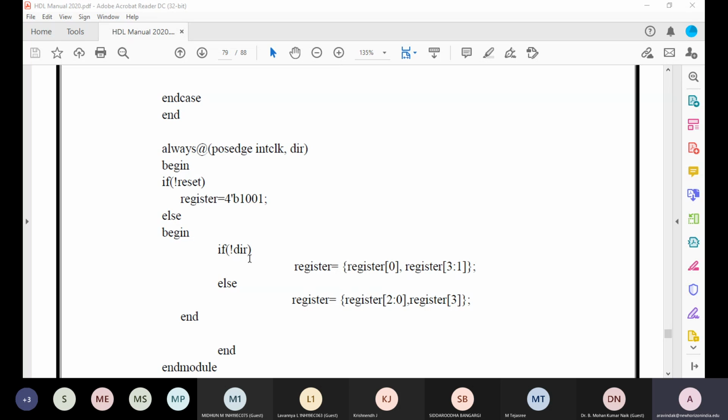Now begin. If not direction. If not direction means if direction's value is 0. We select again the direction using another switch there. So if not, then register is assigned with, you can see register of 0, comma, register of 3, colon 1. Now can anybody tell me what is this operation?